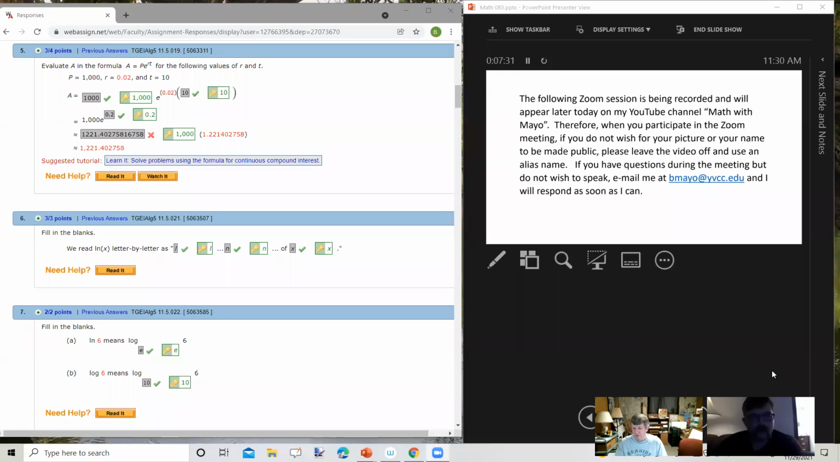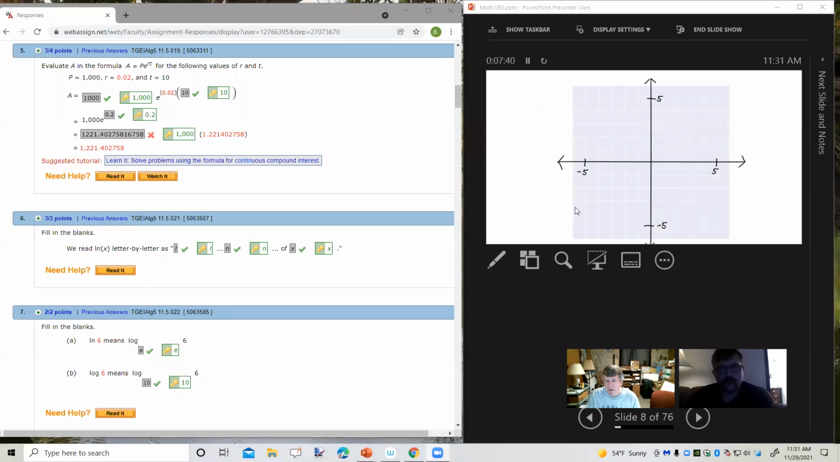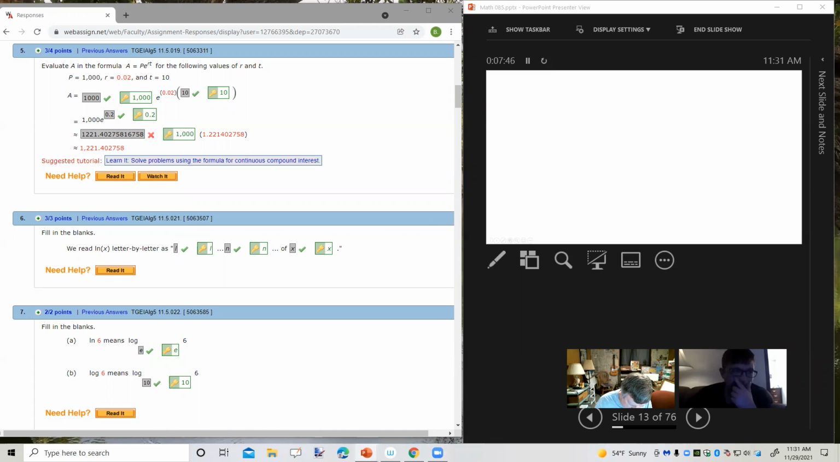Okay, so this morning, I've got some questions that people wrote in and asked about. So we'll start with those. This is from section 11.5. First of all, number 5 from WebAssign. So you can see it over here on the left.